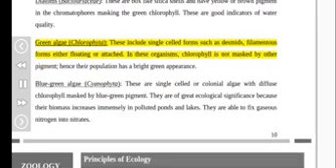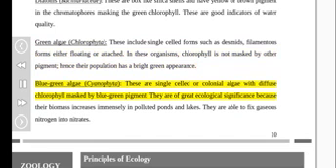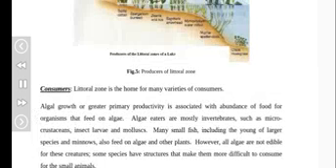Green algae, Chlorophyta. These include single-celled forms such as desmids, and filamentous forms either floating or attached. In these organisms, chlorophyll is not masked by other pigment, hence their population has a bright green appearance. Blue-green algae, Cyanophyta. These are single-celled or colonial algae with diffuse chlorophyll masked by blue-green pigment. They are of great ecological significance because their biomass increases immensely in polluted ponds and lakes. They are able to fix gaseous nitrogen into nitrates. Fig. 5. Producers of littoral zone.